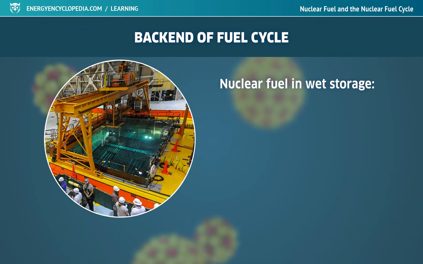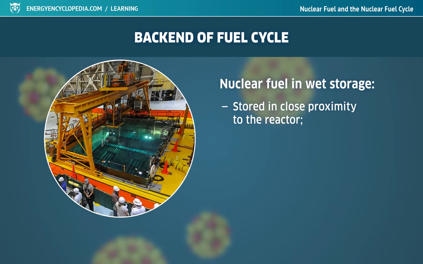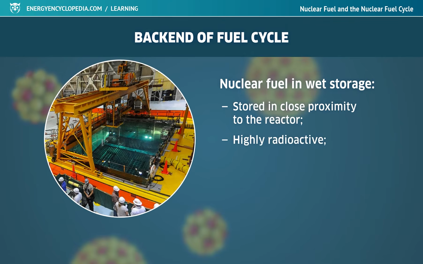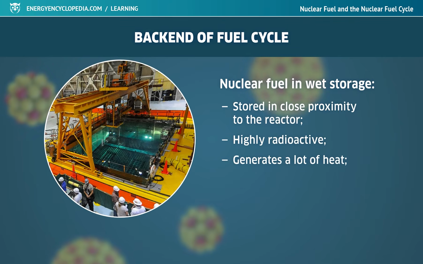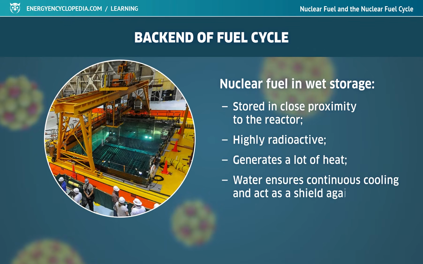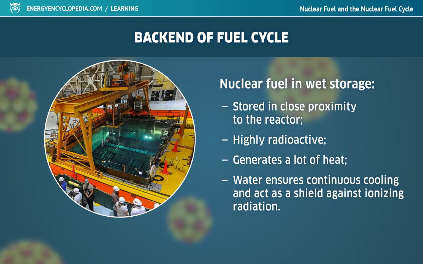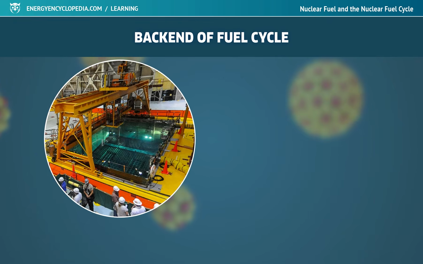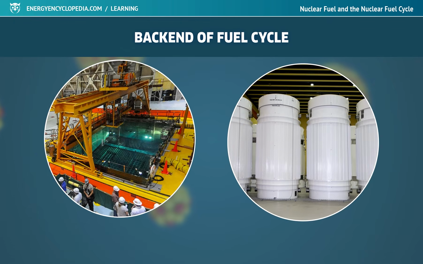After removal from the reactor, nuclear fuel is most often stored in water pools in close proximity to the reactor. It is highly radioactive and still generates a lot of heat at this stage, so the pool water ensures its continuous cooling and also acts as a shield against ionizing radiation. After 3 to 4 years, when the radioactivity of the fuel is reduced by about half, the fuel can be transferred to another interim storage, where it can remain for decades, or it can be taken for reprocessing.